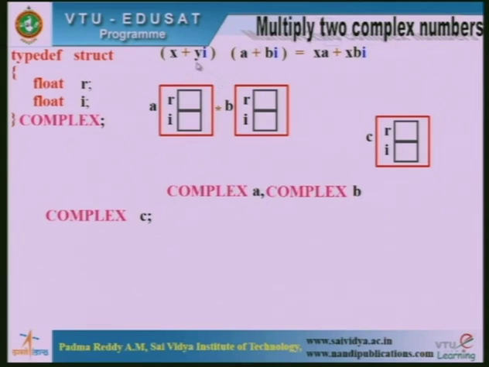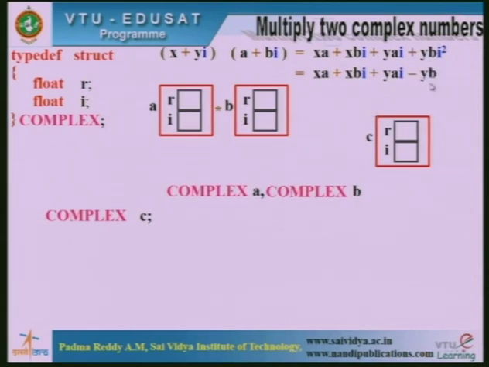Next, what should you do? yi should be multiplied with a. So what do you write here? Plus yai. Next, after multiplying yi with a, we have to multiply yi and bi. So what is the result? yb. y into b, yb. i into i is what? i square. So I get plus yb i square. Now, I write this xa as it is, plus xbi as it is, plus yai as it is. Now tell me what is i square? i square is minus 1.